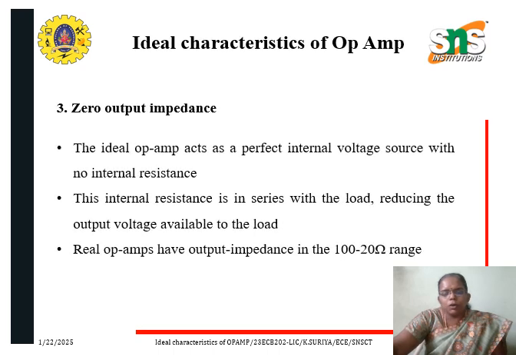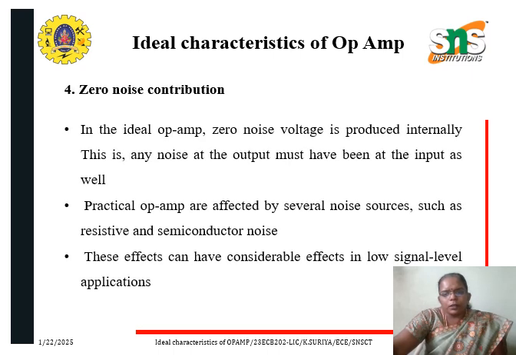Next one is zero output impedance. The ideal op amp acts as a perfect internal voltage source with no internal resistance. This internal resistance is in series with the load, reducing the output voltage available to the load. The range here for the output impedance is 120 ohms. Next one is zero noise contribution.